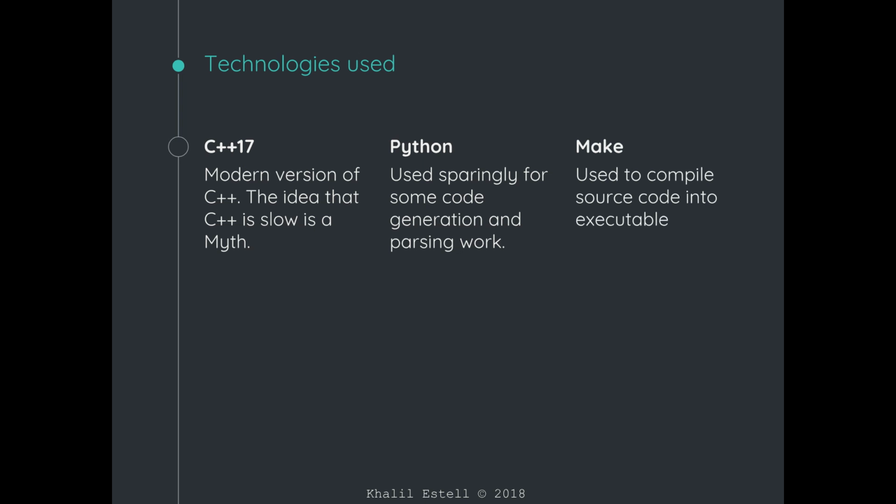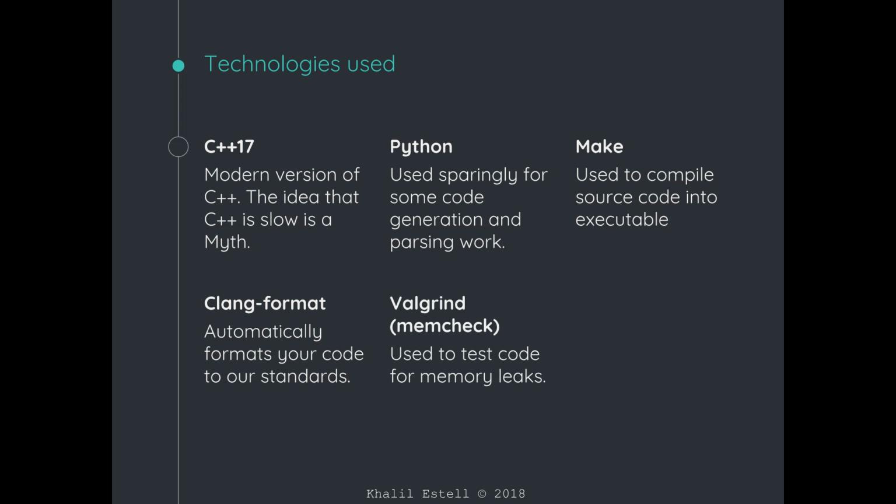Make is used to compile all of our source code into executables, as well as run our unit tests. Clang format will format our code to our standards. Valgrind will, if we ever do end up using any usages of malloc, which we'll go over in a little bit, be able to detect memory leaks if they exist via the unit tests. And then gcov is used to create coverage reports for the code that we develop. More on that later on.